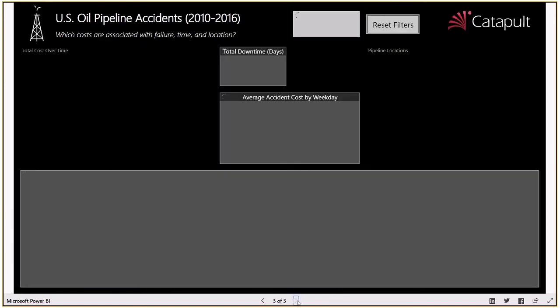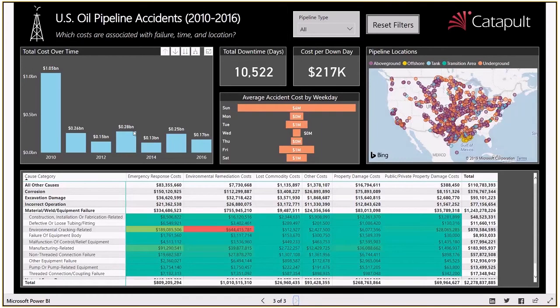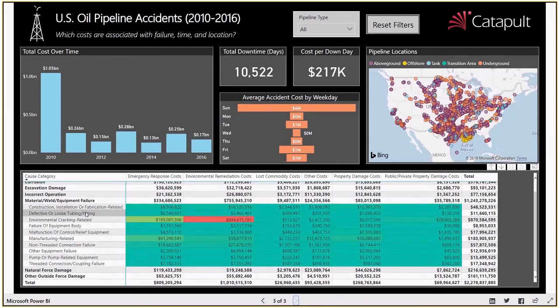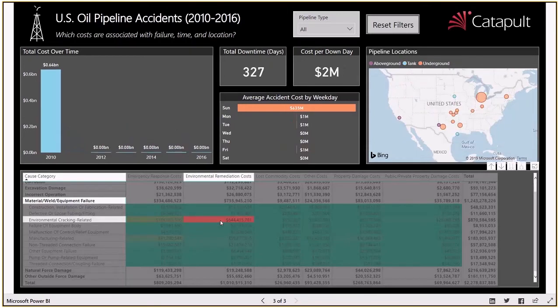On to page 3, this allows us to explore any particular insights of cost of the impact with failure time and location, so you can see where they occurred on a map, when they occurred by day of the week, and even how the cost is spread over time. The bottom half here, what we're looking at is the correlation between cause category and cost category. This red cell indicates that there is a very high correlation between anything that was caused by environmental cracking with an environmental remediation cost, naturally.